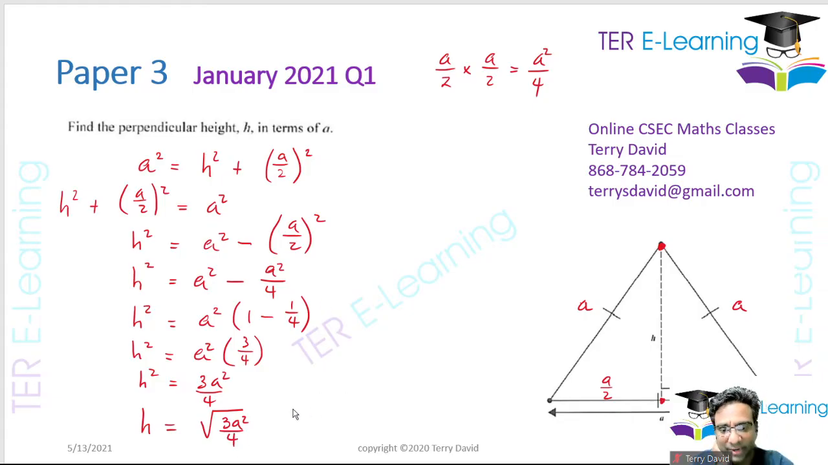Now this can be simplified further, guys. This could be written as H is equal to the square root of 3, and square root of A squared is A, all over 2, right? So this is another way you can write your answer, right? Any one of those will be fine.